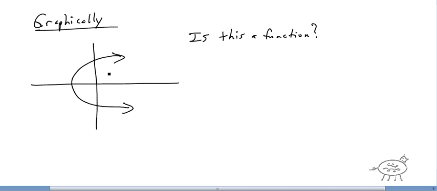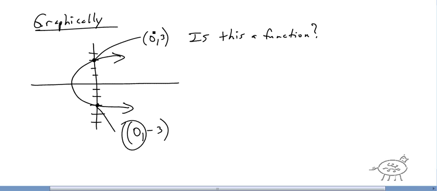So let's just kind of pick off a couple points here. Okay, let's look at this point right here. The value of this point is 0, comma 3. The value of this point right here is 0, comma negative 3. Oh, there we go. That's 0 and that's 0. There are two x values that are repeated. Okay, so is this a function? No, it's not. Okay, because those two x values are repeated.